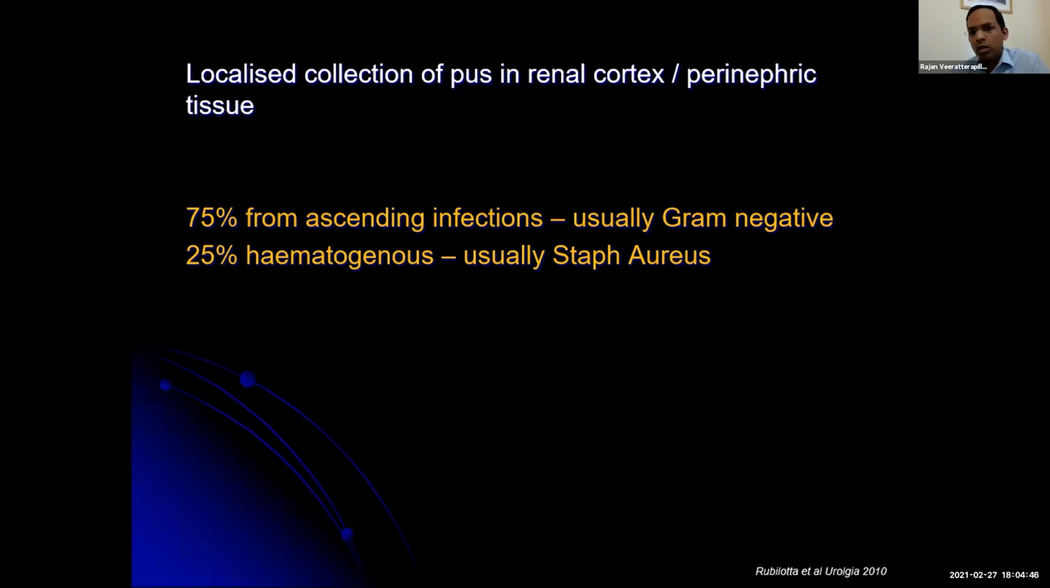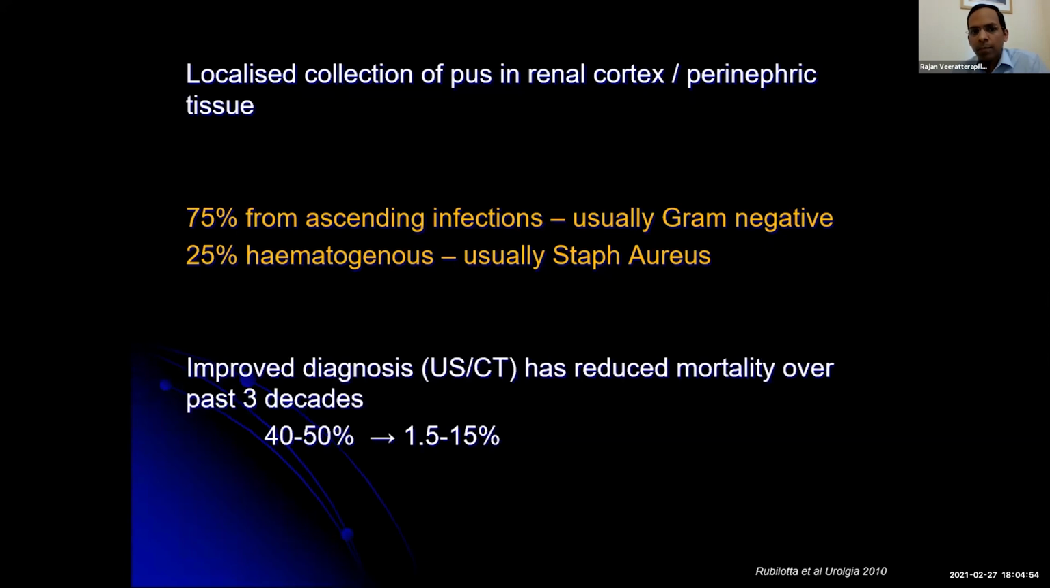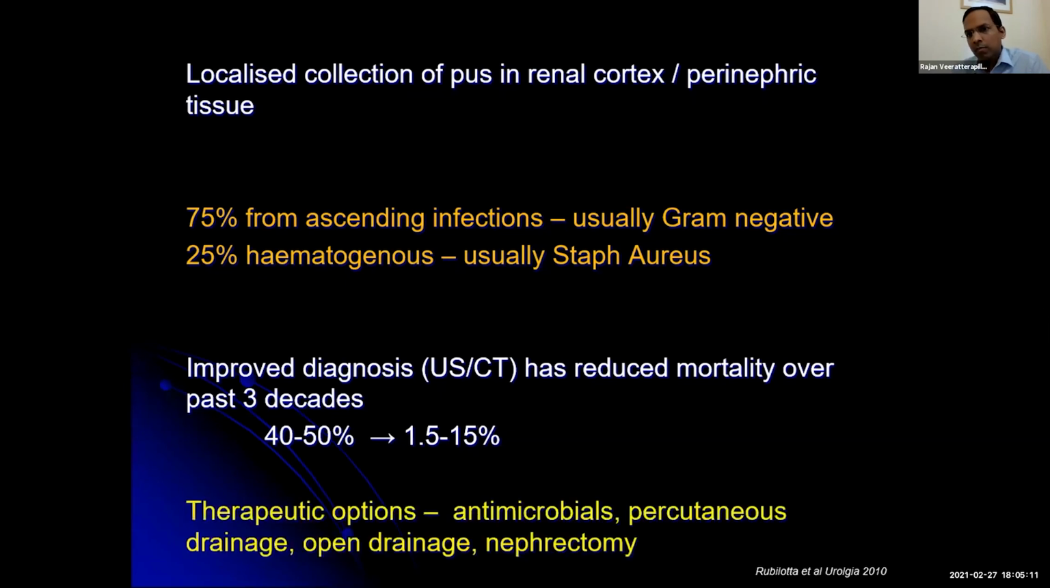blood-borne spread. Most of the infections that come up from the bladder are, unsurprisingly, gram-negative, whereas the blood-borne ones are usually Staph aureus. Interestingly, the mortality has reduced over the past 3 decades, and that's very much been driven by advances in imaging with earlier diagnosis. Mortality has gone from about 50% down to 1.5 to 15%, depending on the papers you look at. In terms of therapeutic options, you have antimicrobials, percutaneous drainage, open drainage, and nephrectomy. We'll think a little more about these in the coming slides.